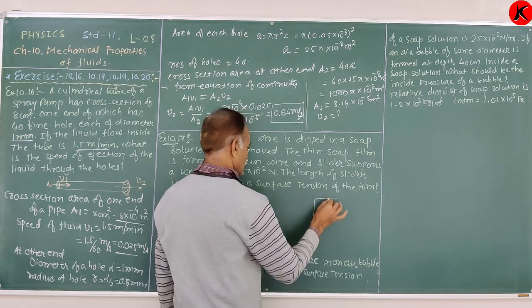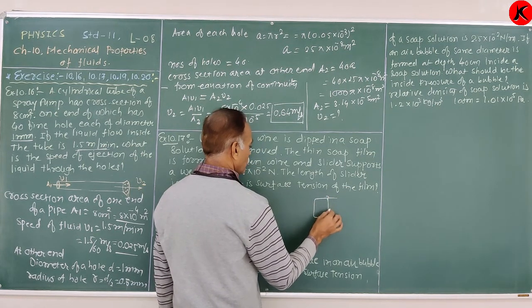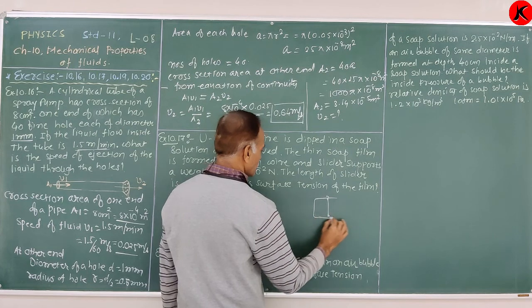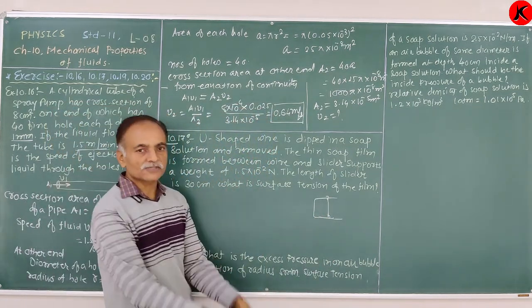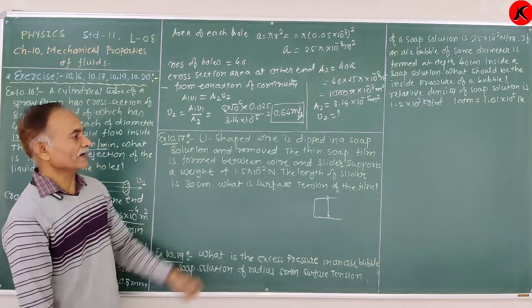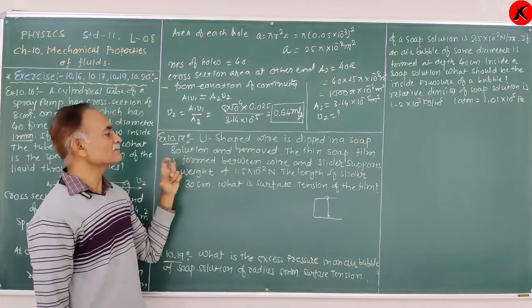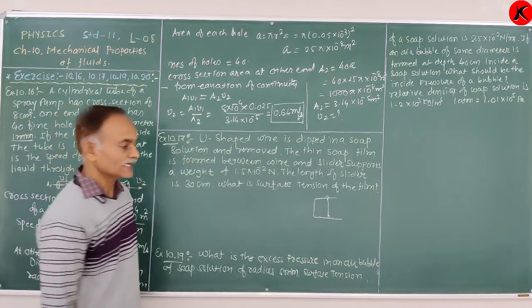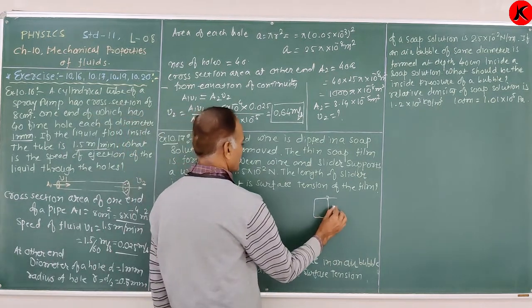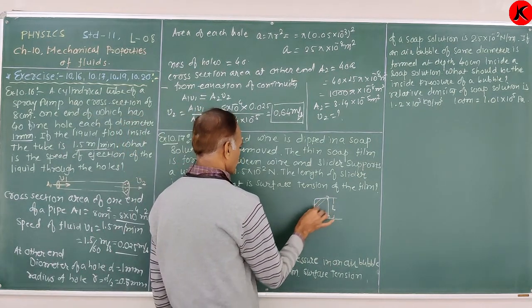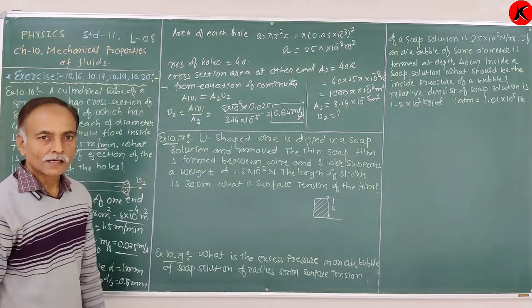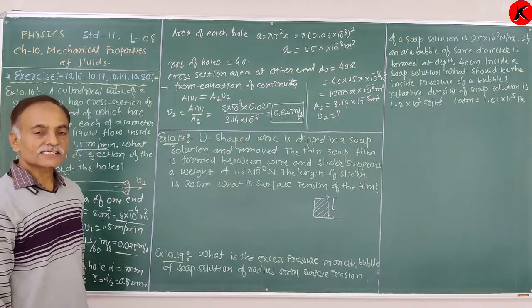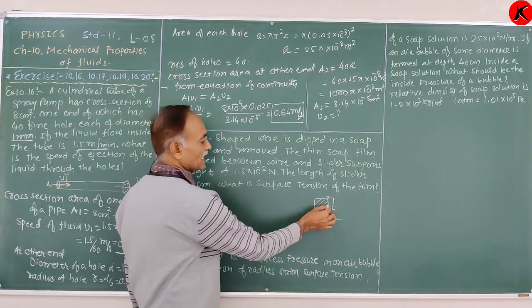The one wire can move without friction on both arms. This U-shaped wire is dipped in a solution and taken out. So what has happened? A thin soap film is formed between the wire and the slider, the slider having length L. So this type of thin film of soap solution is formed. Now we know that due to the surface tension, the wire is pulled to this side.